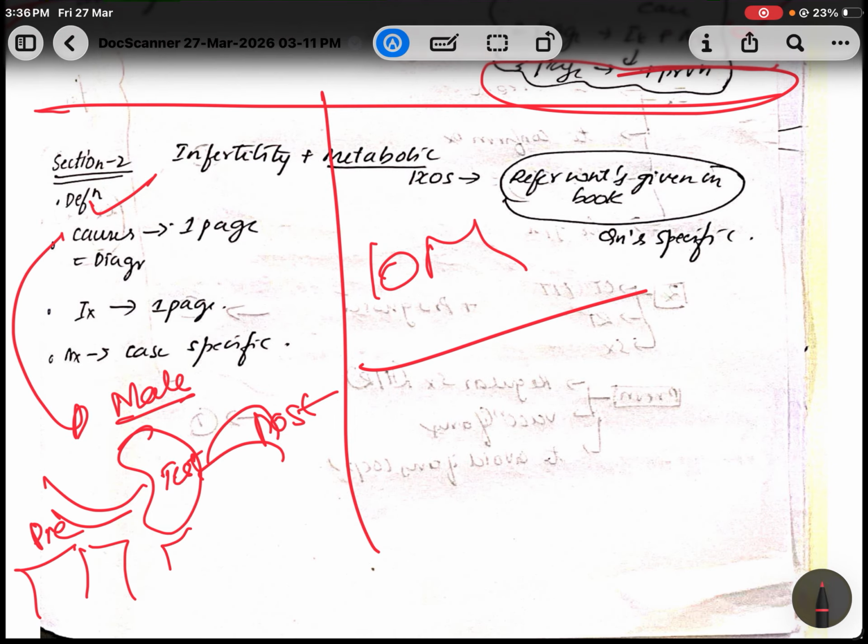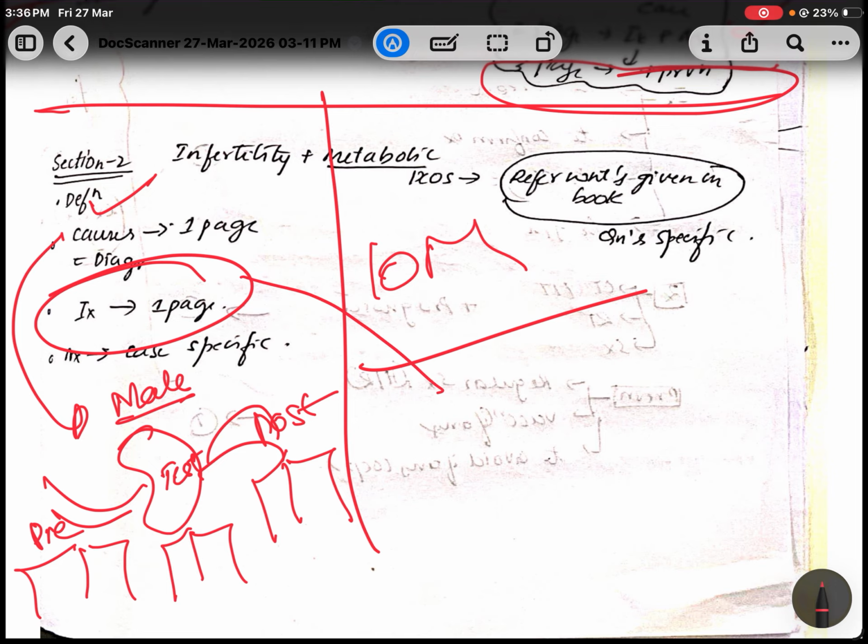Then you classify it. You will eat up one page. Then coming to investigation, how you write investigation is, first you have to write that infertility treatment is a couple-based treatment and not an individual treatment. So you have to write investigation for both male and female irrespective of the question they have asked. That is one important thing which you need to understand.